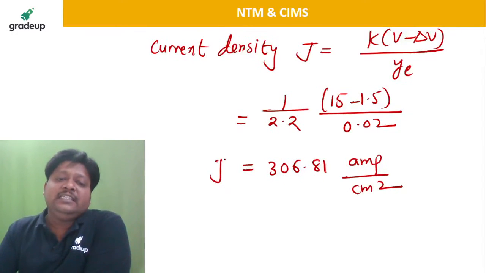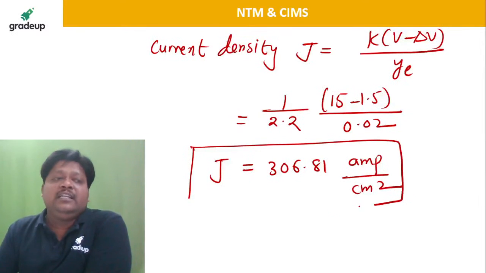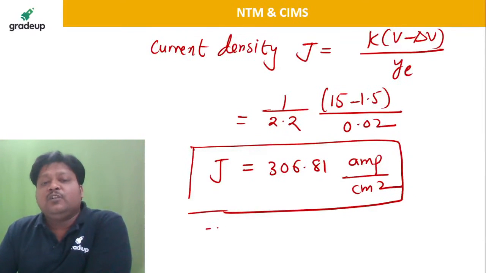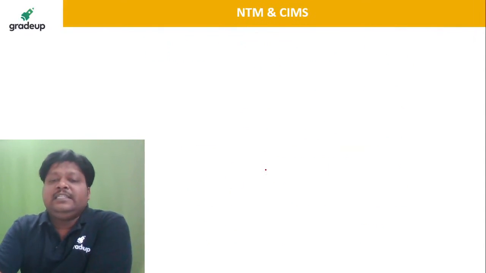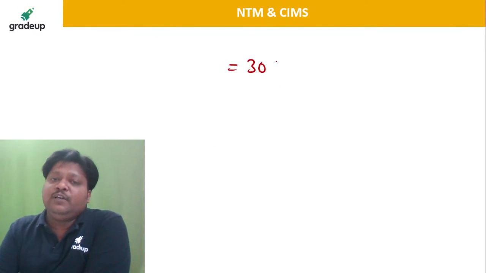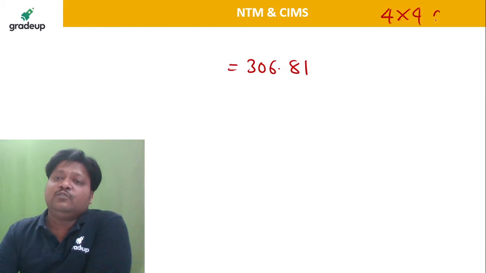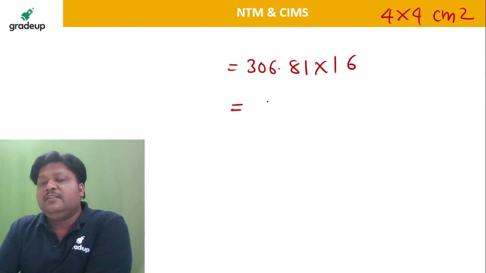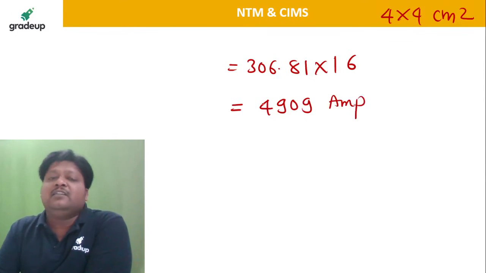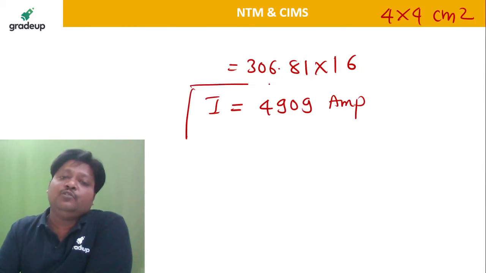This is the current density J you will be getting. But here if you want the current, current I will be the current density into the area. So J is how much? It is 306.81. And what is the area of the surface? It is 4 by 4 centimeter square, isn't it? So it will be 16. So how much is the current? 4909 ampere. That will be the current requirement for this particular process.